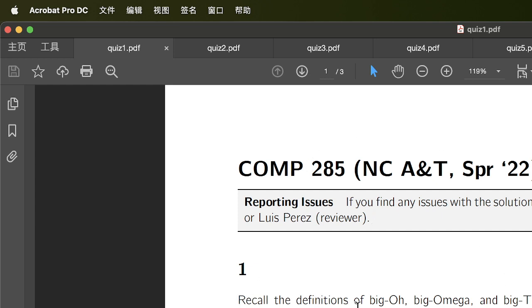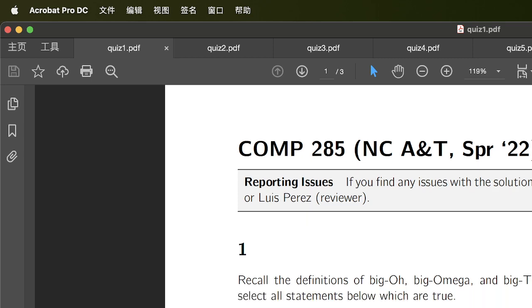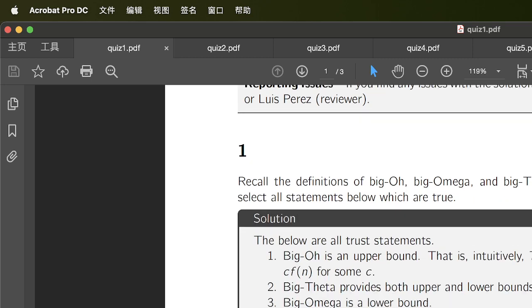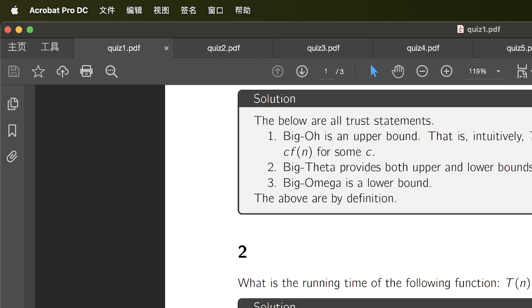To recall the definitions of big O, big omega, and big theta. So this problem is just a definition problem. You guys just need to remember that big O is an upper bound and big theta is both upper and lower bounds, and big omega is a lower bound. Yeah, it's very basic and important. Just remember this.